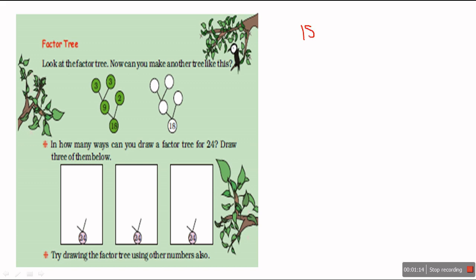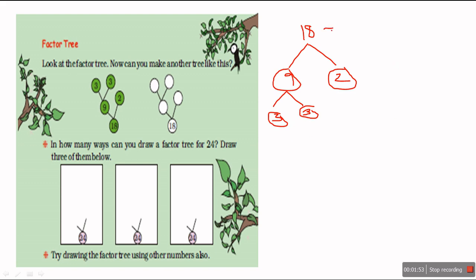Okay, what we can do, let us see. 9 times 2 is 18. Okay, so 2 is a prime number, so this branch will finish here. 9 is not a prime number, it is a composite number, so we can make its further factors. 3 times 3 is 9. Again 3 is a prime number, so we cannot divide this factor tree further.